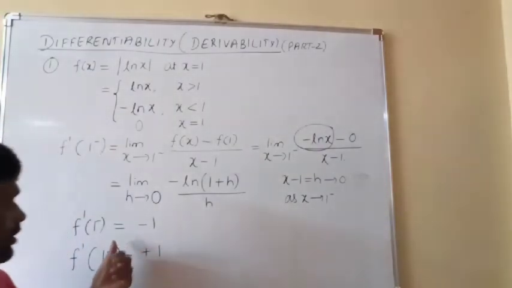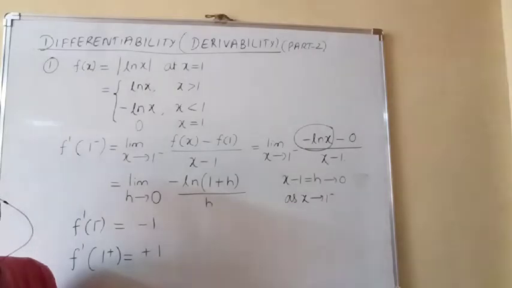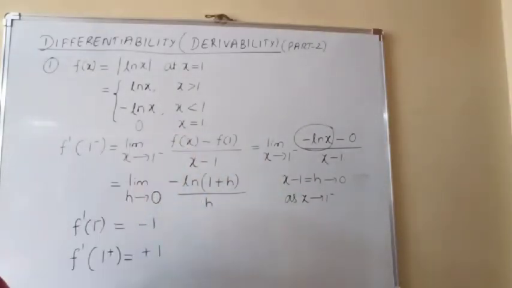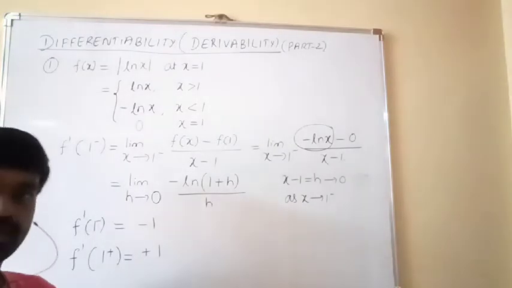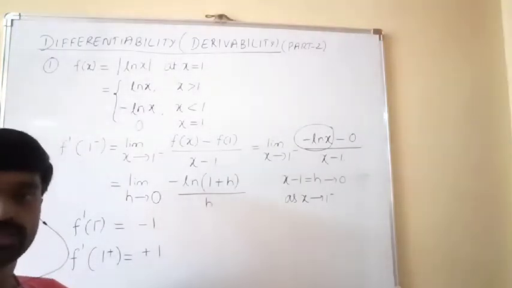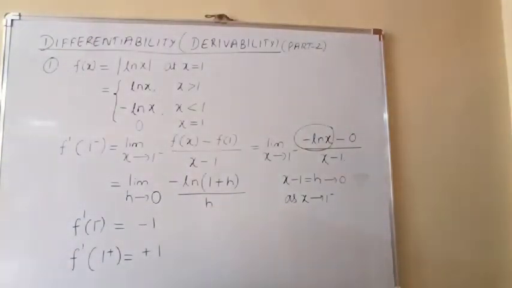So here the left hand derivative is not equal to the right hand derivative, but both are finite. That means f is not differentiable at x equal to 1, but it is continuous at x equal to 1. So this implies that the function has a sharp edge at x equal to 1.